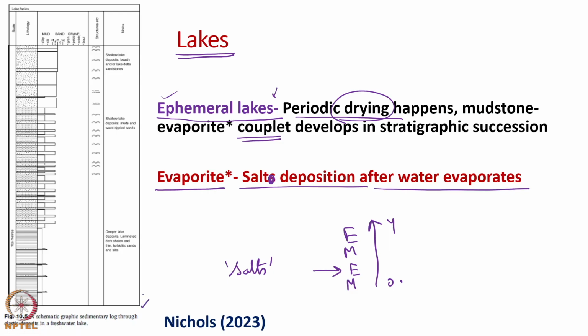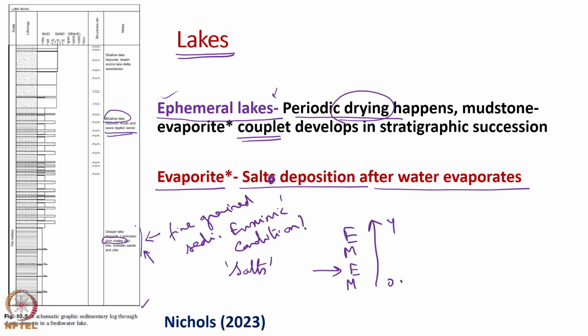Let us look at the succession now. The deeper lake deposits are laminated dark shales and thin turbiditic sands and silts. One observation here is that we get fine-grained sediments, and since dark shale is mentioned, that means anaerobic conditions. Over this lies a shallow lake deposit, wave-rippled sand, which is a much thicker portion, and over that lie shallow lake deposits, beach and/or lake delta sandstones. This is a typical succession for a freshwater lake.